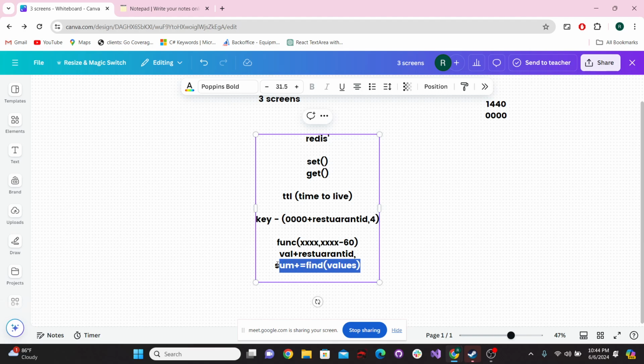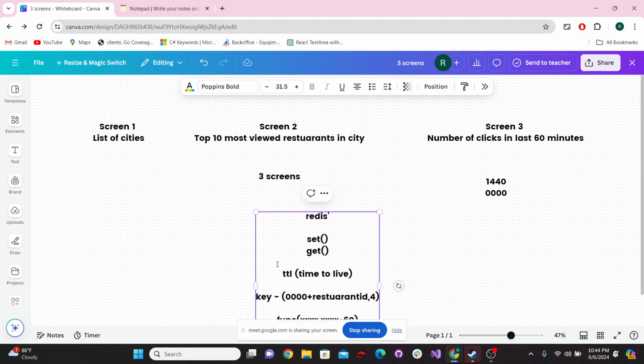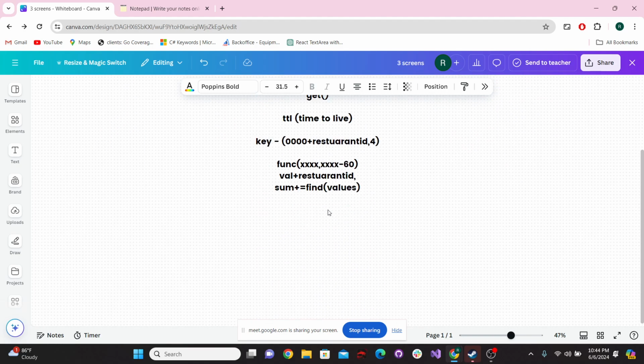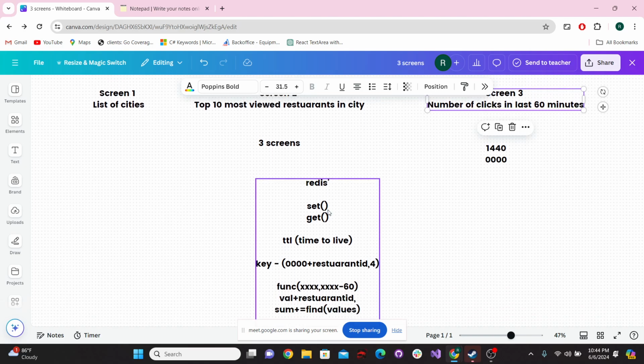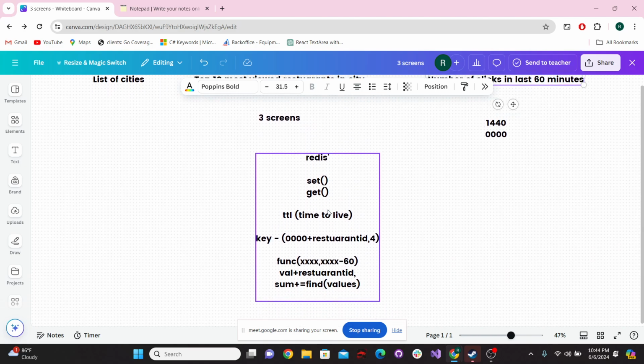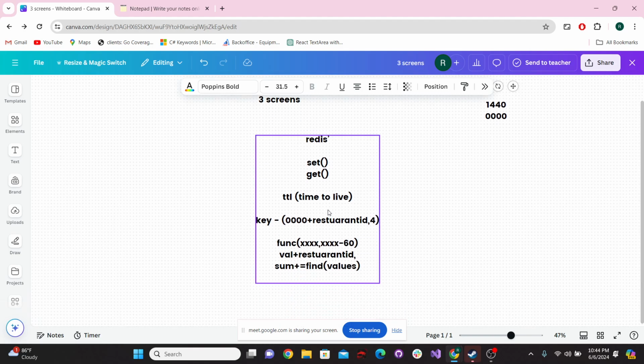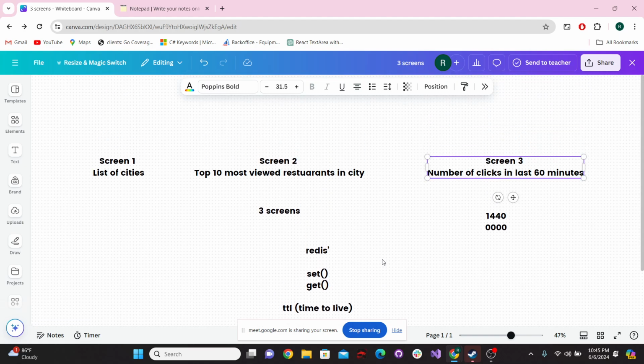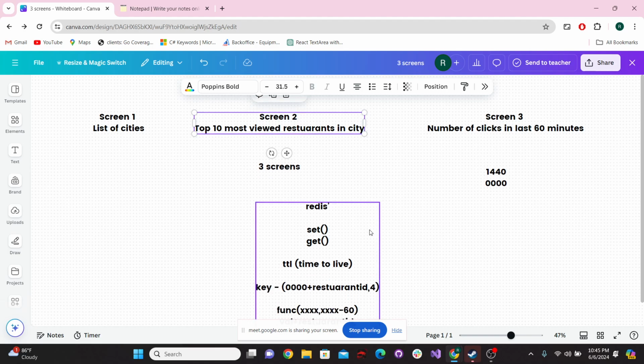It's just going to append to the sum, right? That way you get the number of clicks in the last 60 minutes, right? So the for loop runs a very finite number of times, just 60 times, 70 times, I think. Yeah, so 60 minutes it runs 60 times, and you get the number of top 10 most viewed restaurants.